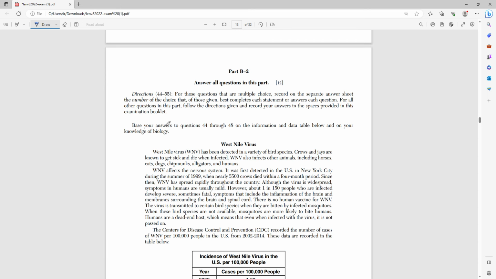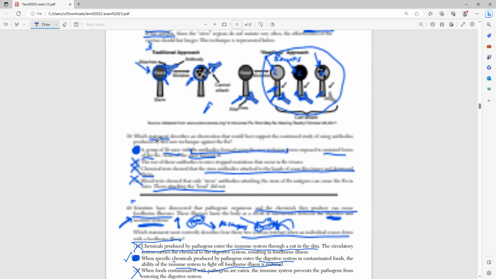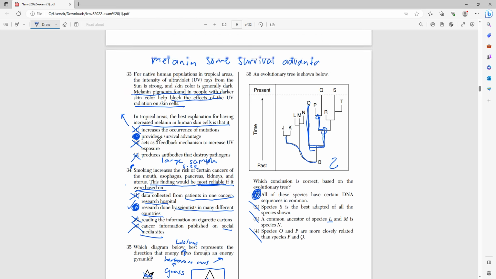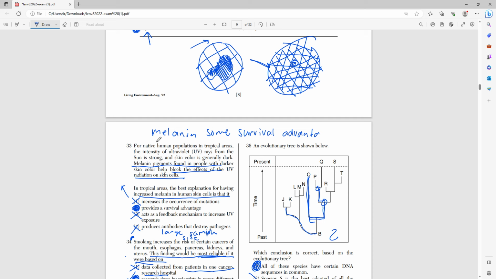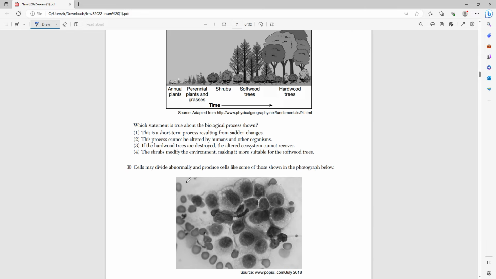That's part B2. We're not going over that today. This was a pretty short section, but a lot of reading. You have to pay attention to the reading that they give you, but you could really logic this out. So that's this, that's that.